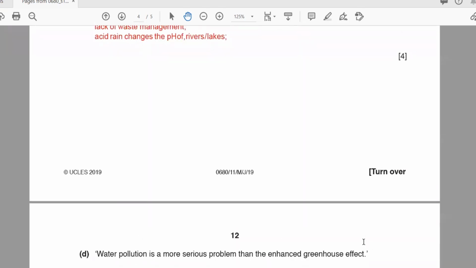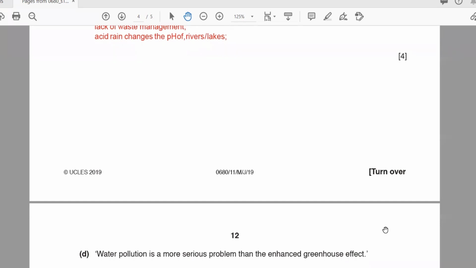Then water pollution is more serious problem than the enhanced greenhouse effect. How far do you agree with this statement? Give reason for your answer. So here they have an opinion, and you have a complete right to agree or to disagree with the opinion. What is their opinion? They're saying that water pollution is a more serious problem as compared to the greenhouse effect.